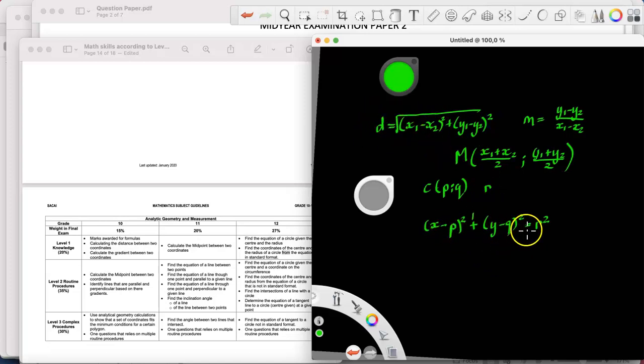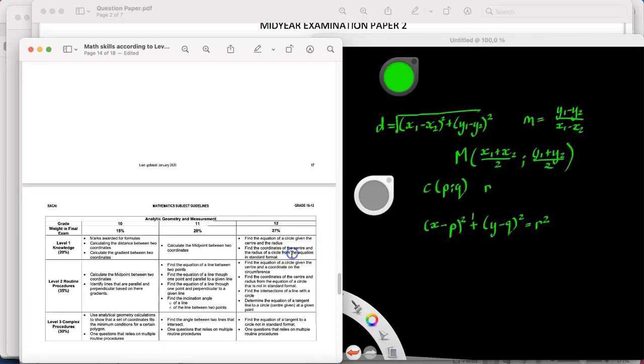And so it's that exact same formula. If you have P and Q, you just substitute in there. That's why it's level 1. No thinking necessary. You should know how to do that. That's why it's called knowledge questions.